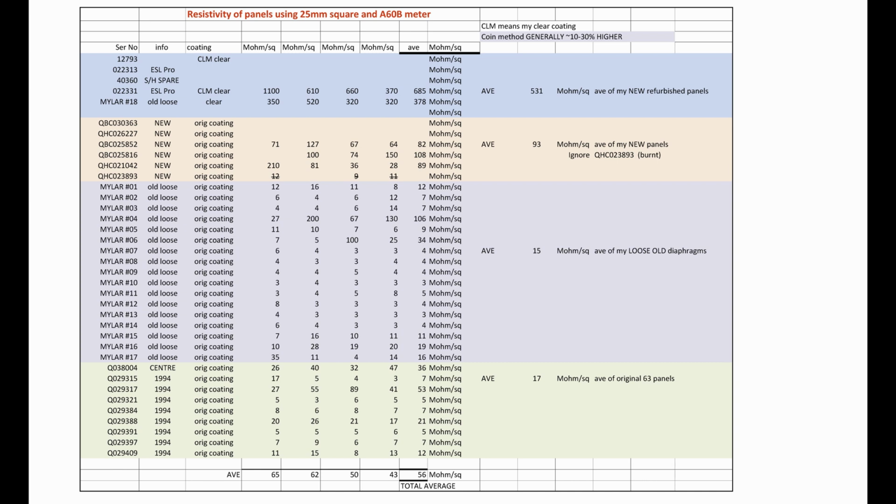The major difference apart from those is that a couple that I had redone myself typically averaged 500 megohm per square up in the blue area. And the original coatings on the newer QBC, QHC diaphragms that I have seem to average around about 93 megohm per square, discounting the bad one, of course.